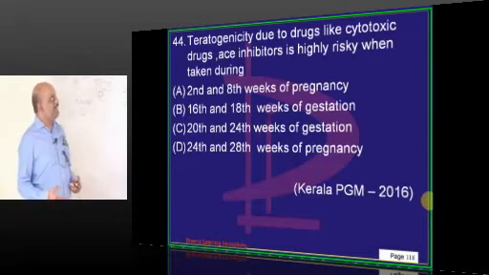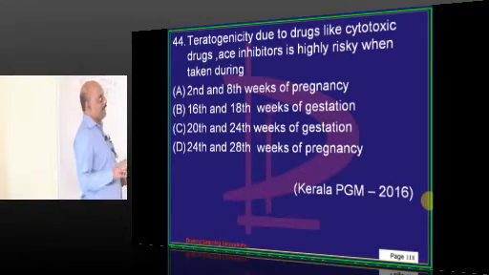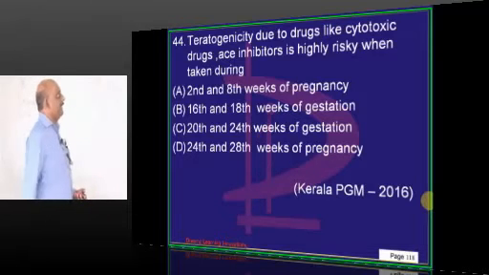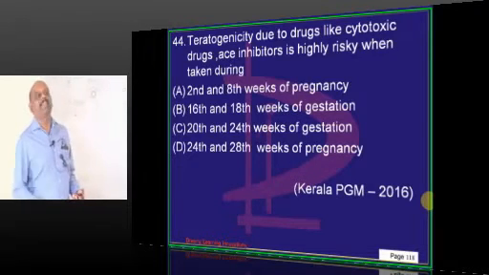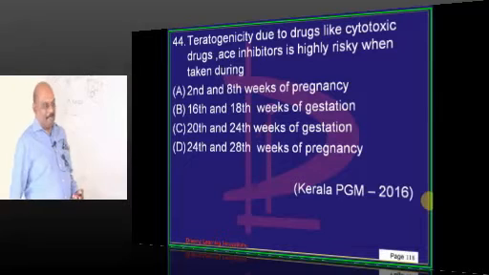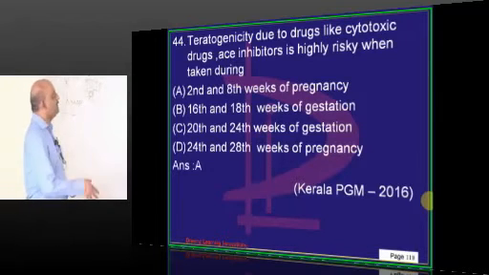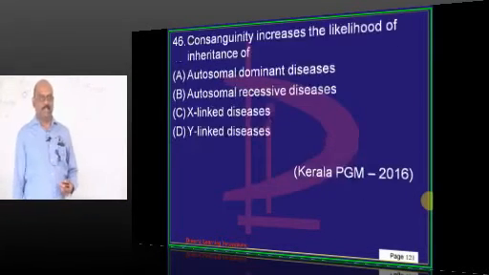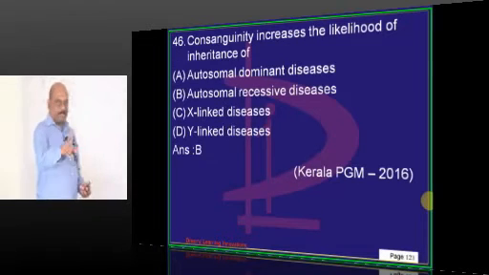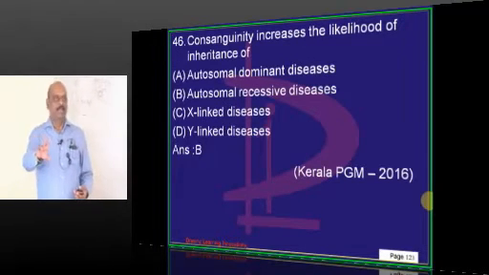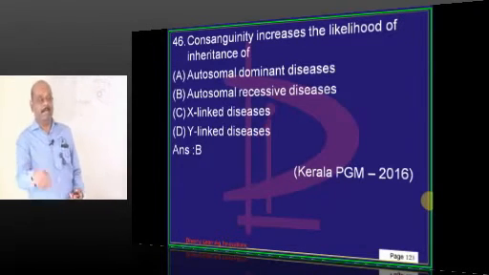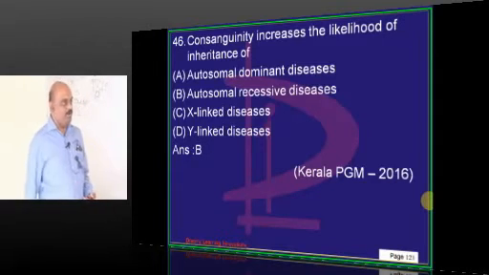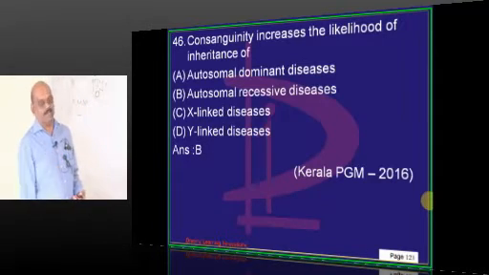So teratogenicity due to drugs like cytotoxic drugs, ACE inhibitors, is highly risky. Obviously when you take it in a teratogenic period of embryogenesis, that is between 2nd and 8th week. Meiosis occur in all these scenarios. Consanguinity, especially autosomal recessive disorders में मामा को बेटी को शादी करे तो the consanguinity is more often seen in autosomal recessive disorders.